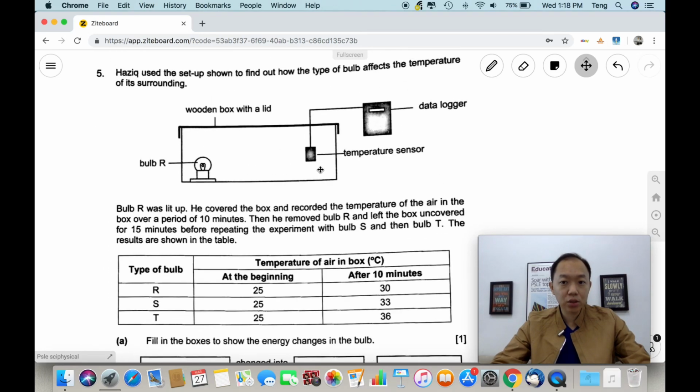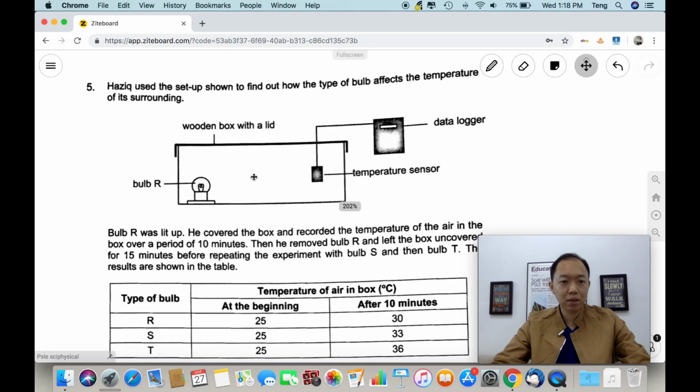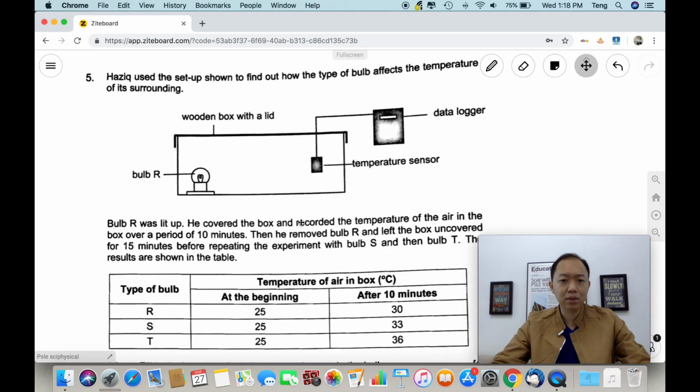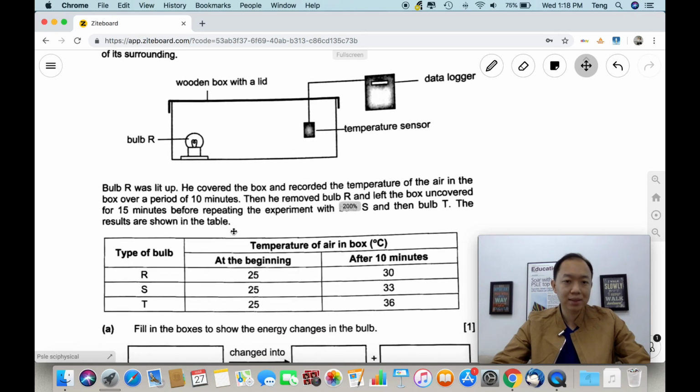Let's take a look. Okay, so Hazik used the setup shown to find out how the type of bulb affects the temperature of the surroundings. Data logger, temperature sensor, wooden box with a lid. Bulb R was lit up. He covered the box and recorded the temperature for 10 minutes. Removed the bulb. Left the box uncovered.